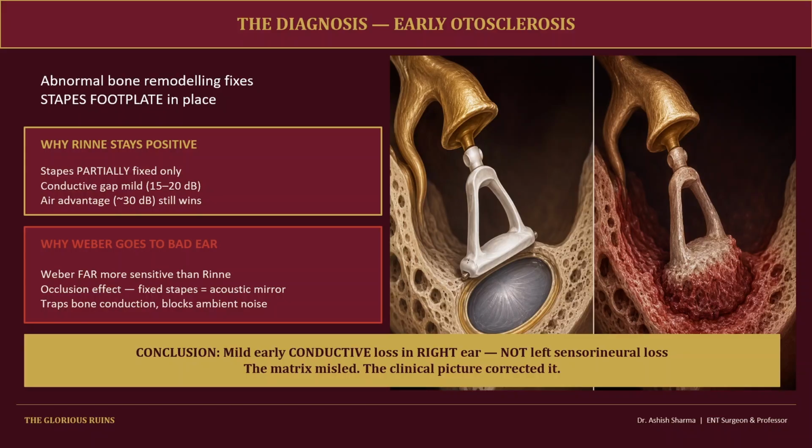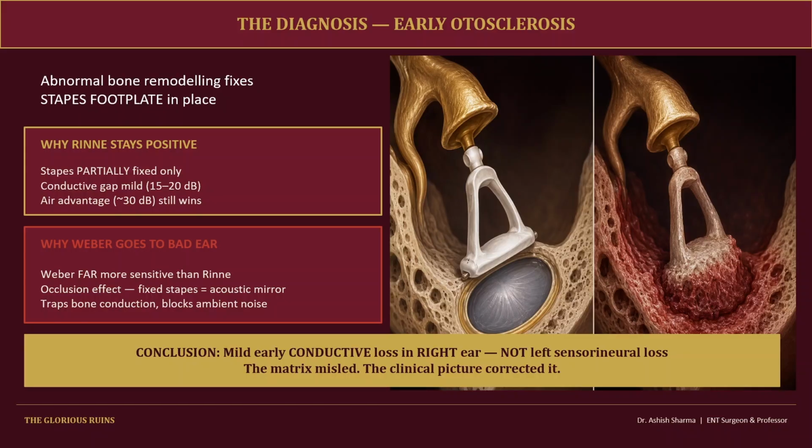And when it gets fixed, it cannot vibrate, and sound transmission begins to fail. Now, here is the anatomy that explains the paradox. Why is the right Rinne still positive? Because in early otosclerosis, the stapes is only partially fixed.